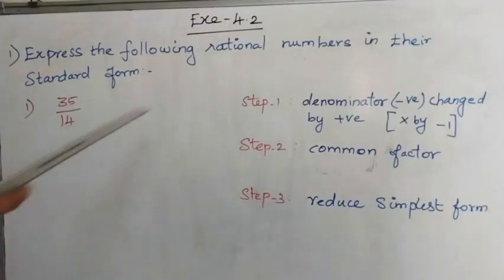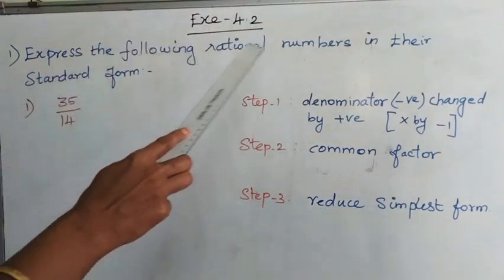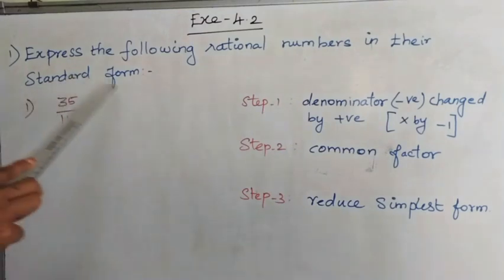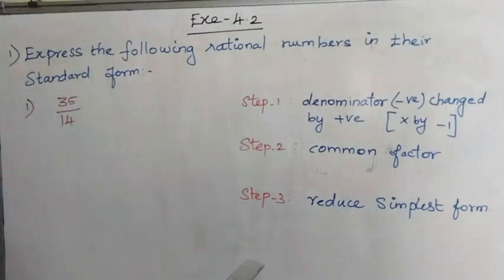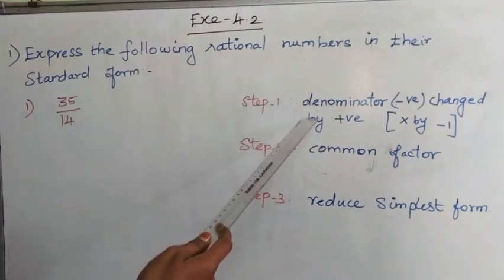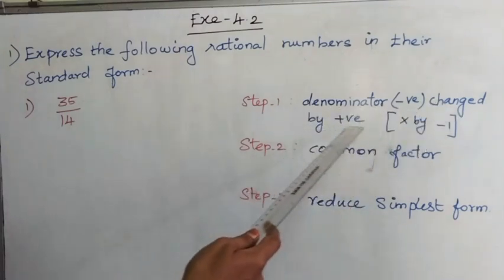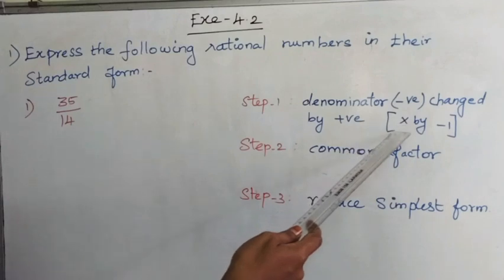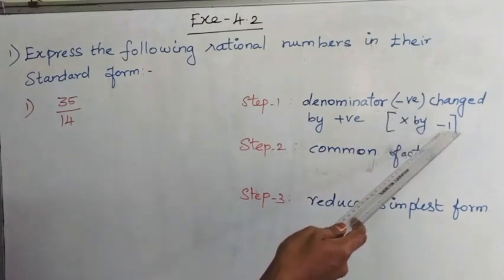Next, for this exercise 4.2, express the following rational numbers in their standard form. So first we have to study the standard form rules. Okay, the first step: if the denominator of the given rational number is a negative number, you have to change it to positive. So the first step, if the denominator is negative, you have to multiply by minus 1.